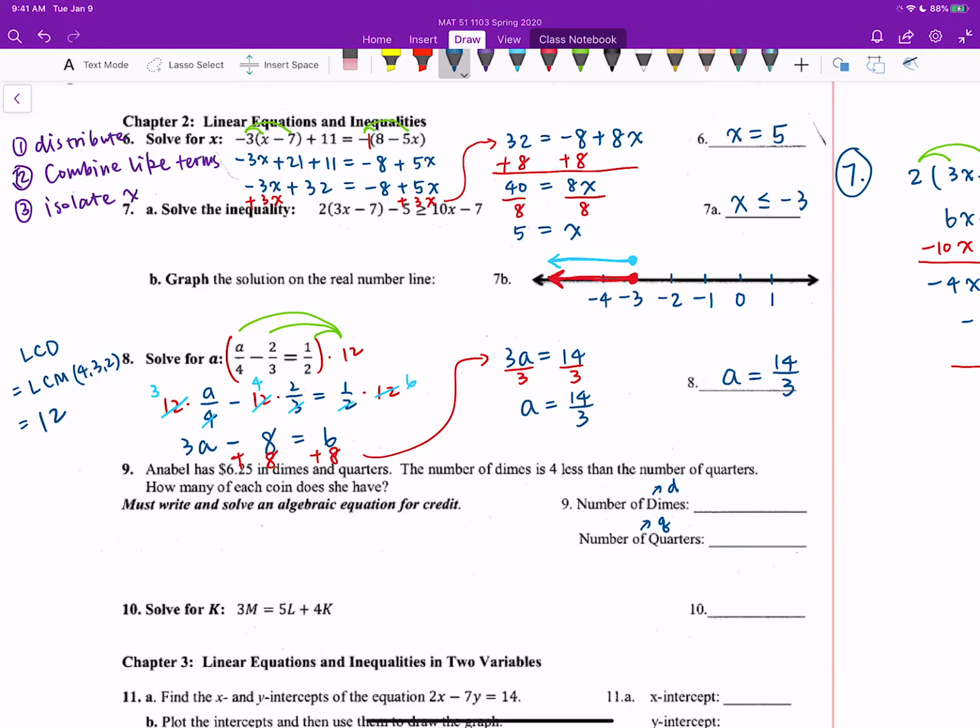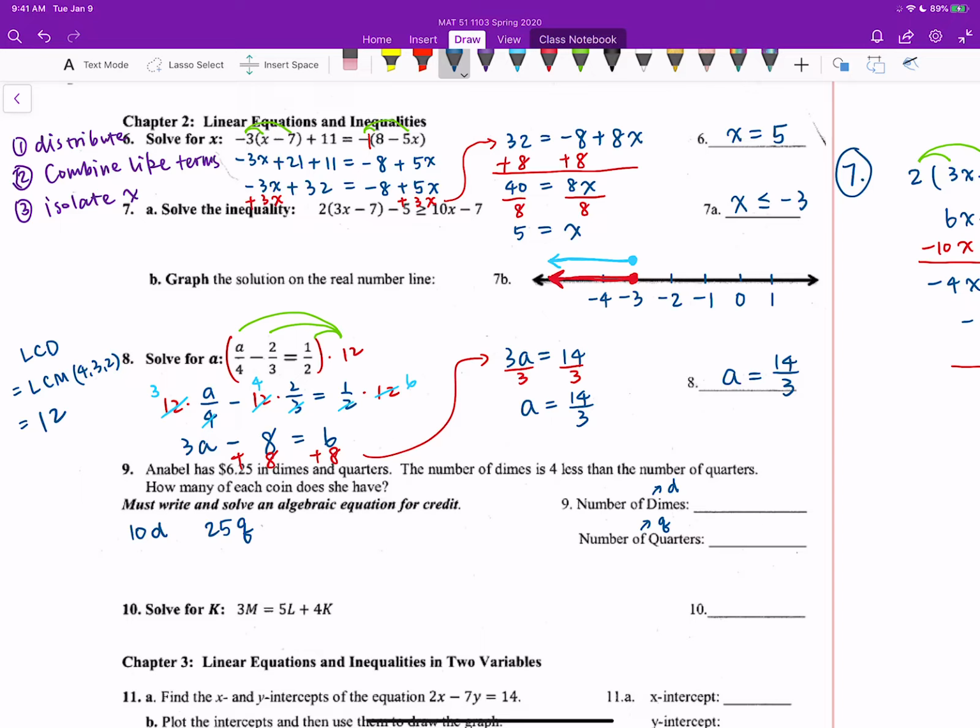First sentence, she has $6.25 in dimes and quarters. How many cents are there in a dime? Well, you might remember it's 10 cents. So if I have D dimes, I simply multiply D by 10, and that's going to give me the total number of cents in those dimes. And I could do the same thing for my quarters. Each quarter has 25 cents. If I have Q quarters, then the total number of cents will be 25 times Q, or 25Q.